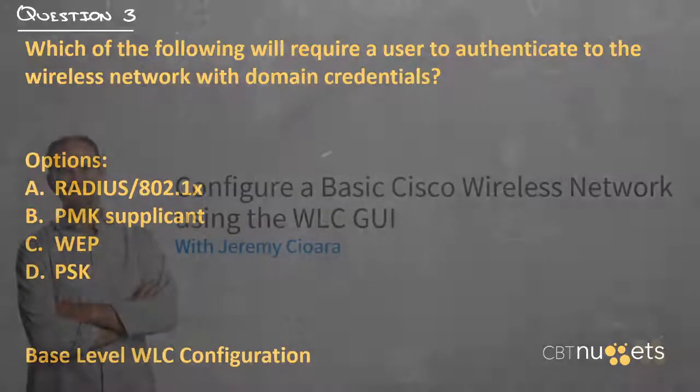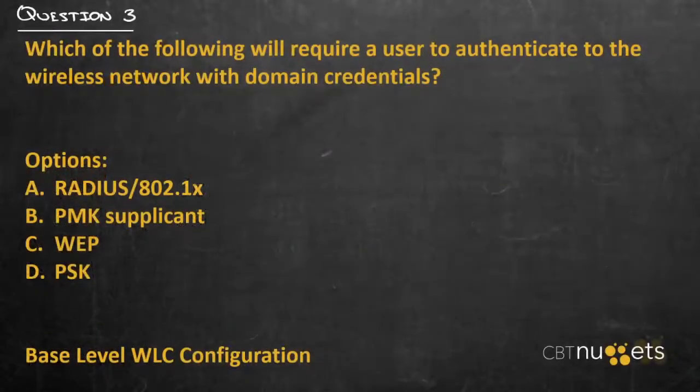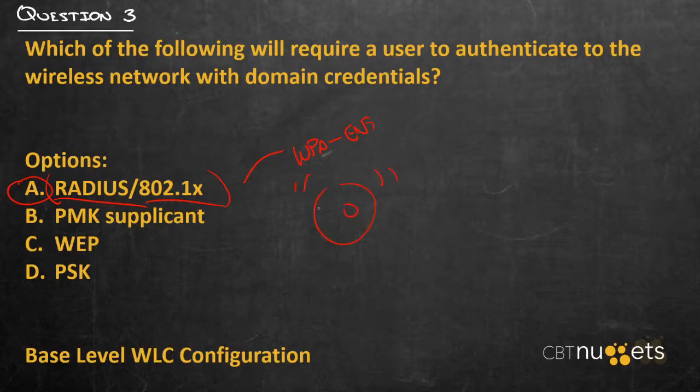Question number 3. Whoa, not that far. Which of the following will require a user to authenticate to the wireless network with domain credentials? The answer is A, RADIUS or 802.1X authentication, which a lot of people and a lot of configurations will show as WPA-ENT, which is WPA Enterprise configuration. It allows the wireless access points to step back from being the one doing the actual authentication. They simply forward the request to a RADIUS server, which could be an Active Directory domain controller.